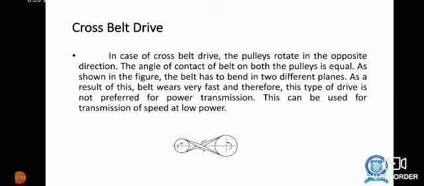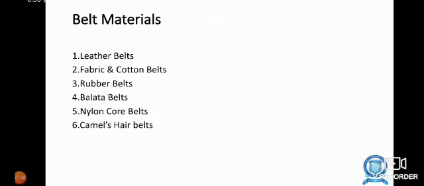Cross belt drive. In case of cross belt drive, the pulleys rotate in the opposite direction. The angle of contact of belt on both the pulleys is equal, as shown in the following figure. The belt has to bend in two different planes. As a result of this, the belt wears very fast, and therefore this type of drive is not preferred for power transmission. This can be used for transmission of speed at lower power.